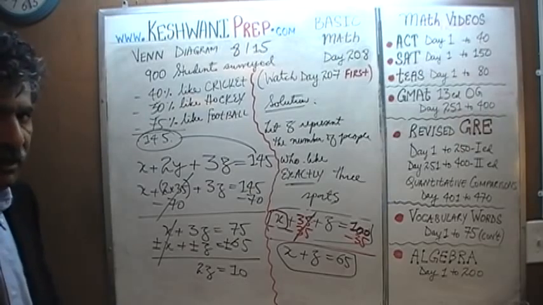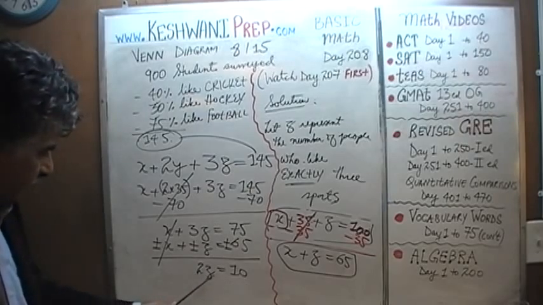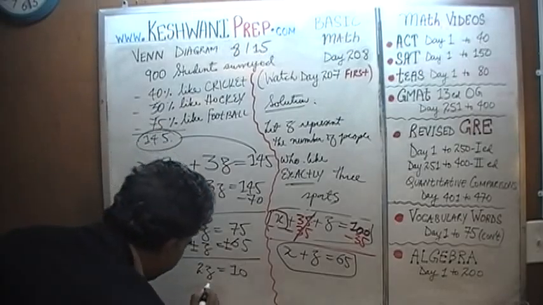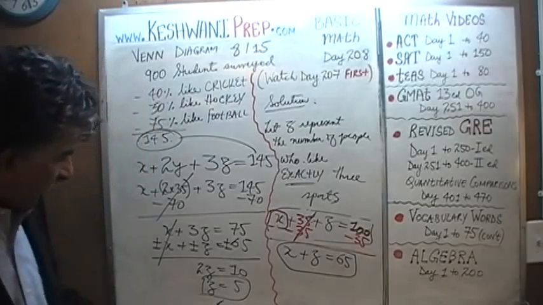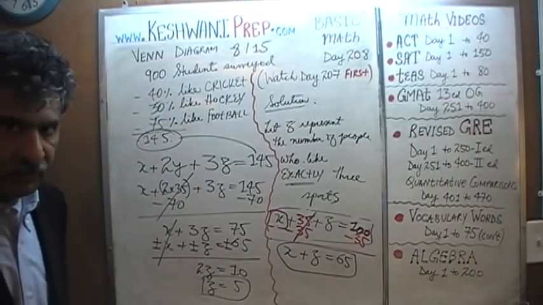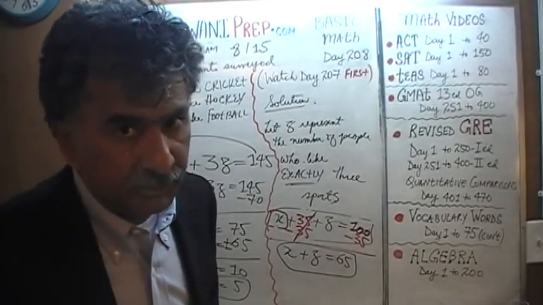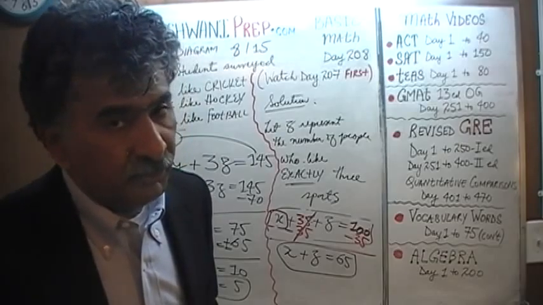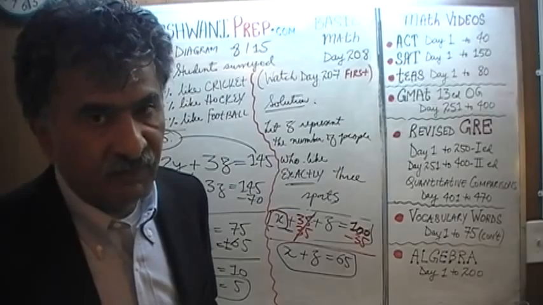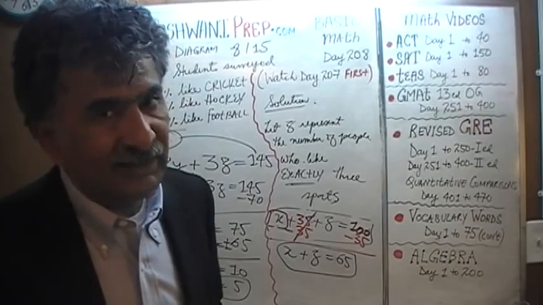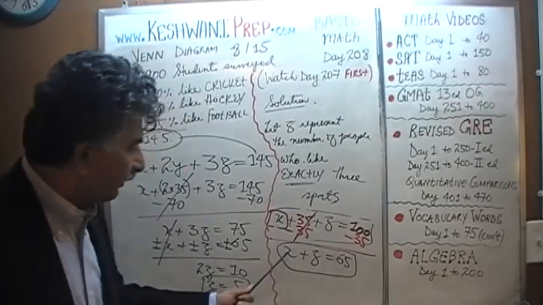Now, if you watched yesterday's video, you will see that this 10 had significance. When we're doing it with the Venn diagram, that 10 has a great deal of significance. This 10 tells us how many people were triple counted. As you can see here, 2z equals 10, therefore z equals 5. Five people were triple counted because z represents the number of people who are engaged in all three activities.